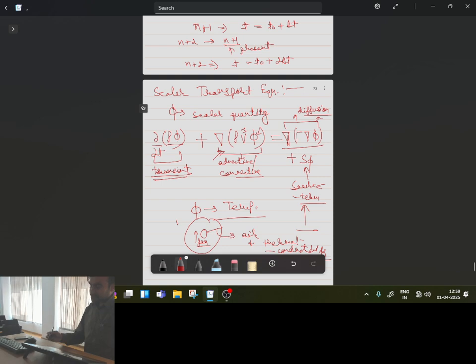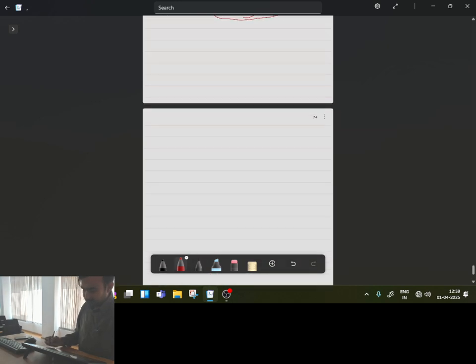Okay, you can also take a simple example. If you consider a water pool and this water is stationary, at the center you have placed a heater, what will be happening?